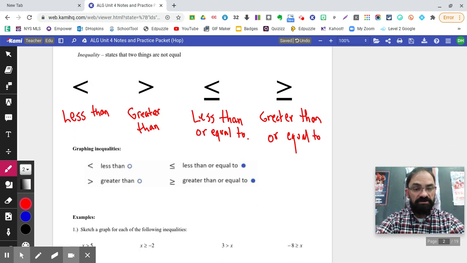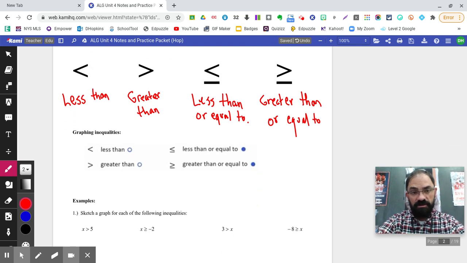Okay, so graphing. Less than has an open circle. Less than or equal to: if there's ever a chance it's equal to, we're going to have a closed circle. Greater than, also open circle, and greater than or equal to has a closed circle. So keep that in mind. If it takes more ink to write the equal to sign, then it's going to take more ink to fill in the circle. Think of it that way.